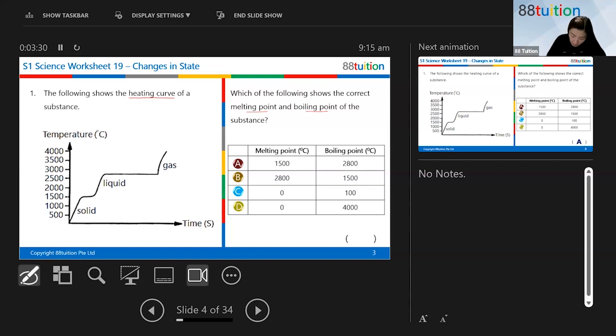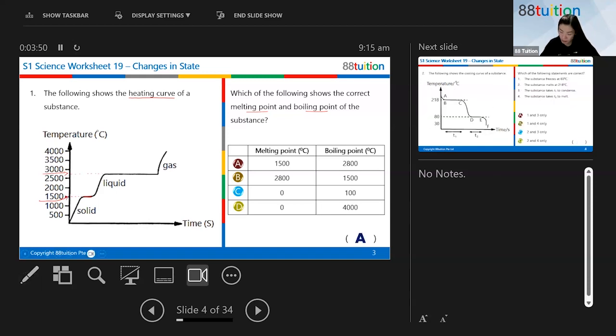And then the horizontal line shows the change of state. If you can read off the graph, this is the value. So this is where you have the boiling point, and this is where you have the melting point. Therefore, answer is A. This is not difficult, because quite simply, they want you to be able to read off the graph.